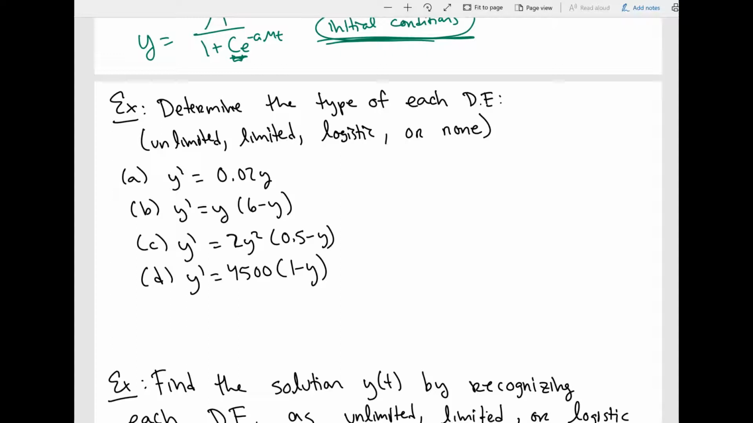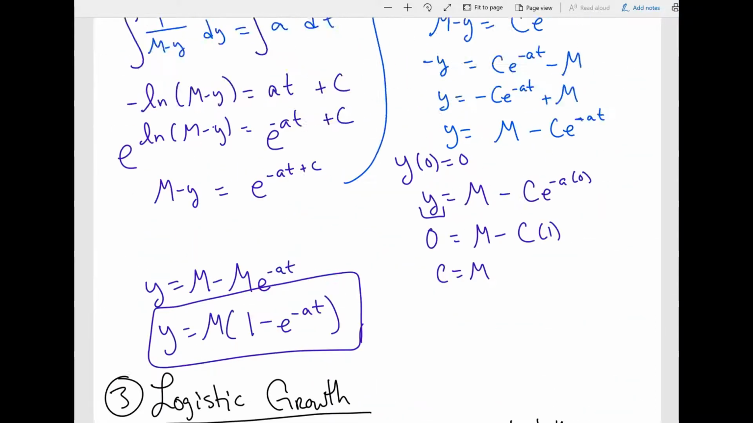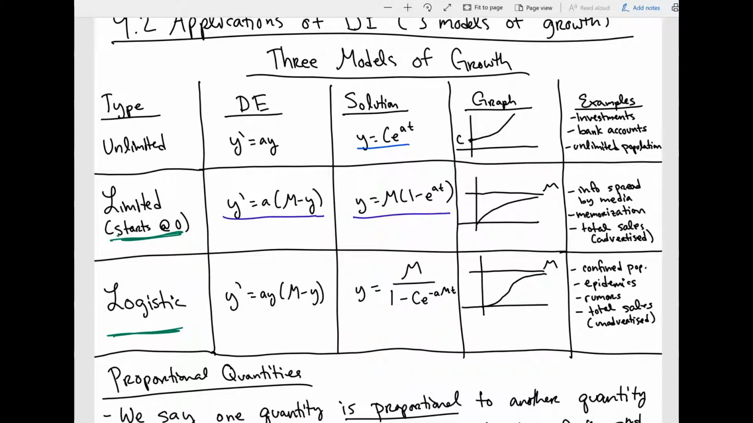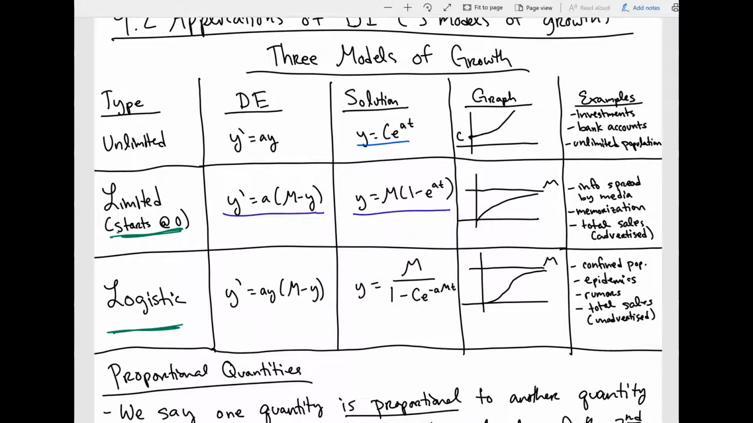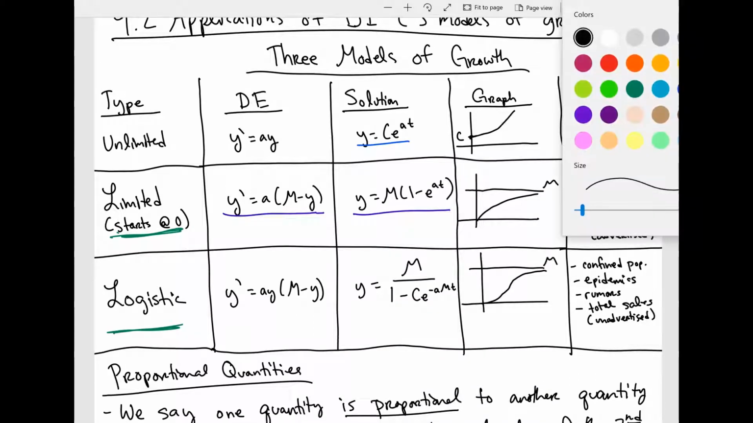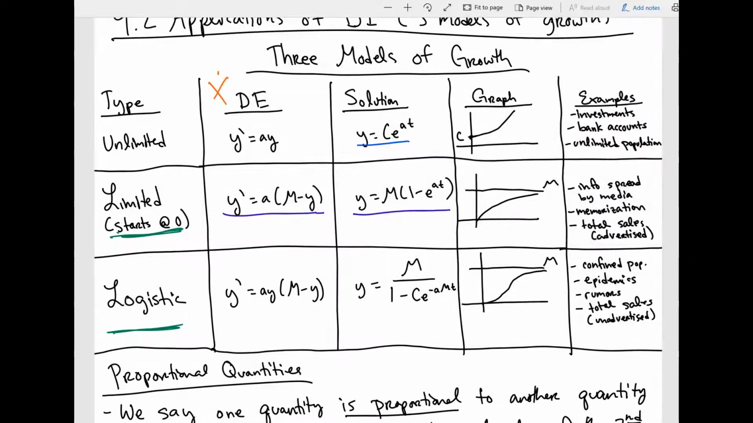So here are some examples. Here we want to determine the type of each differential equation. We want to know whether it's unlimited, limited, logistic, or none. Something I would recommend is using everything that we've written down from this table. Everything here is what you might want to be looking at. You mainly want to look at this part, and try to match it up to these.